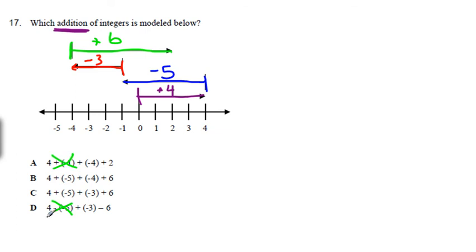So we're stuck between B and C. So we go to the next one. We added negative 3 because we went 1, 2, 3 places to the left. So we didn't go 4 places left, so this isn't right. So the only answer left is C. Let's check our last number. Plus positive 6, plus 6. This is it.